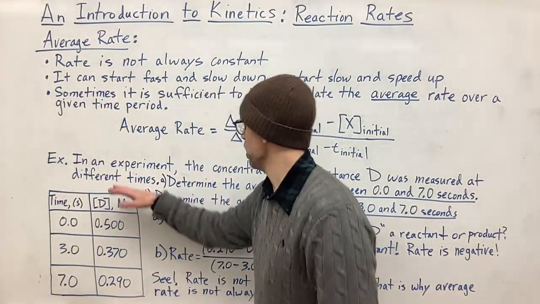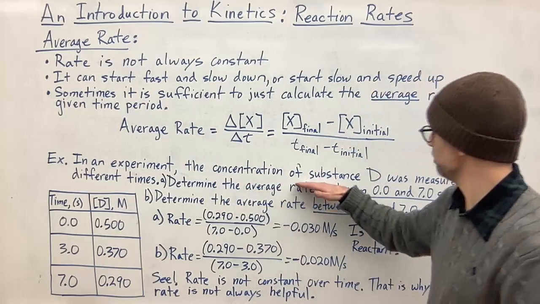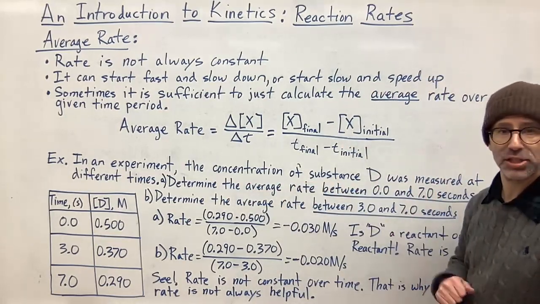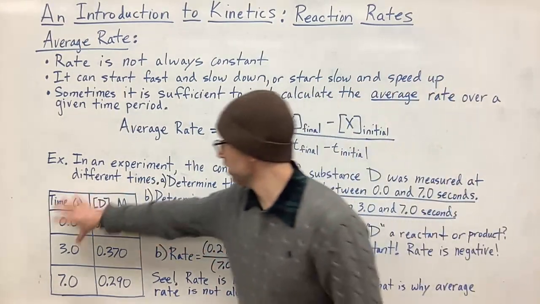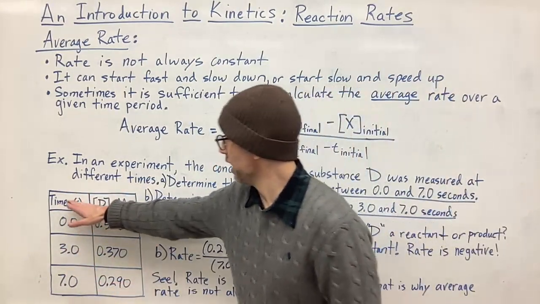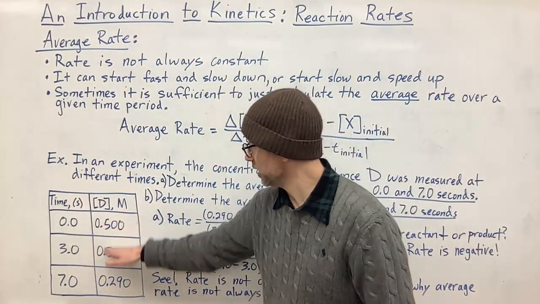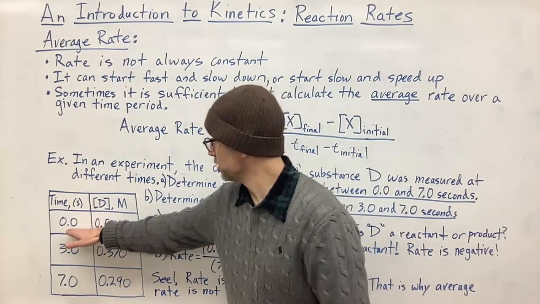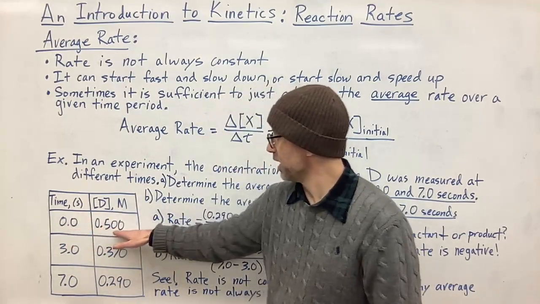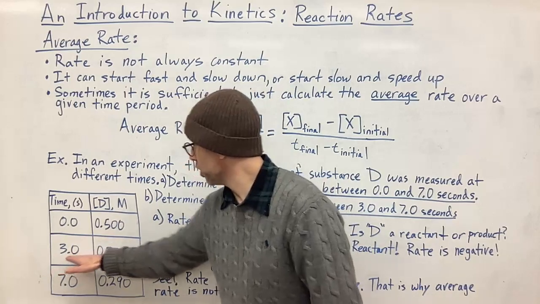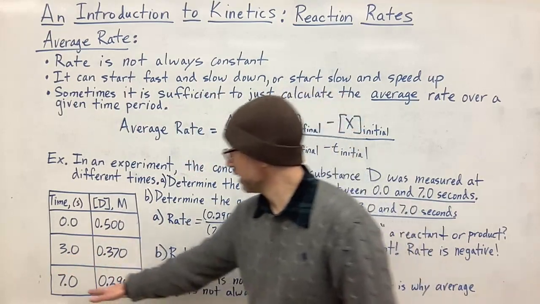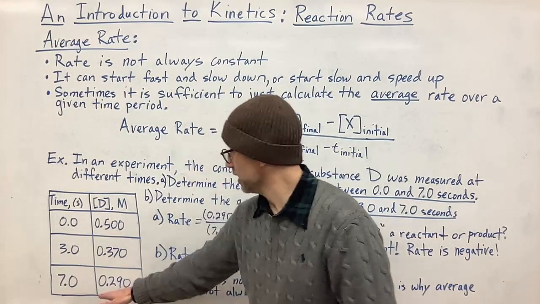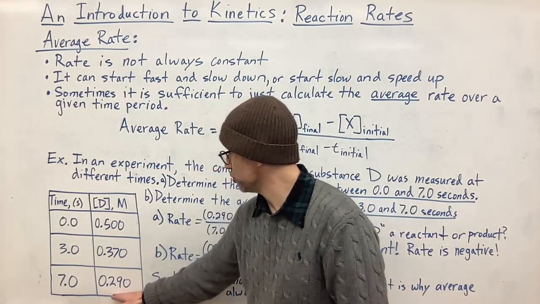So in an experiment, the concentration of substance D was measured at different times. So here's the data. At different times, the concentration of D is measured. At time 0, the concentration was 0.500. At 3.0 seconds, the concentration is 0.370. And then at 7 seconds, the concentration is 0.290.